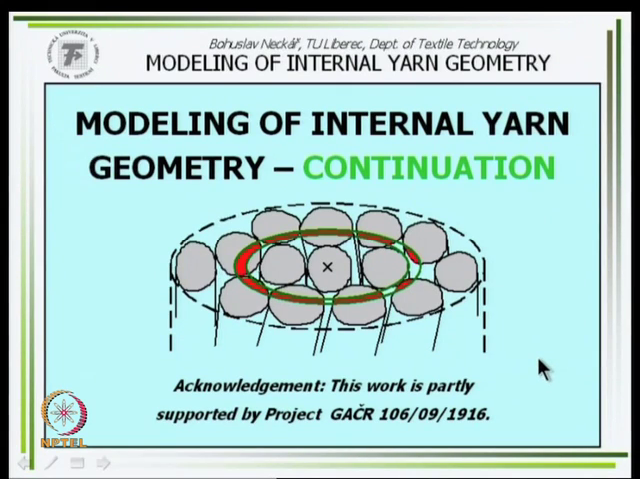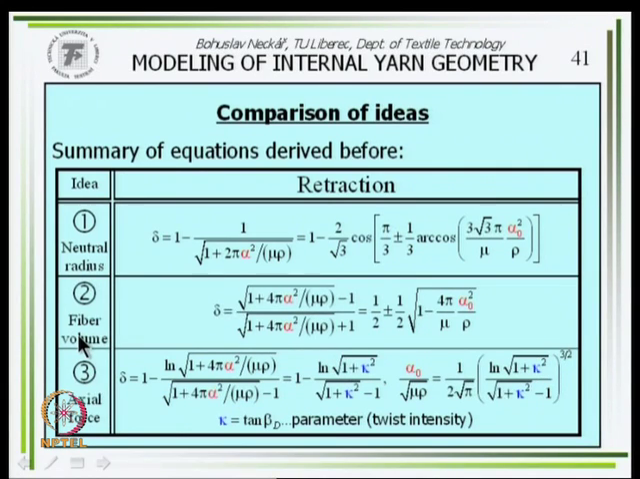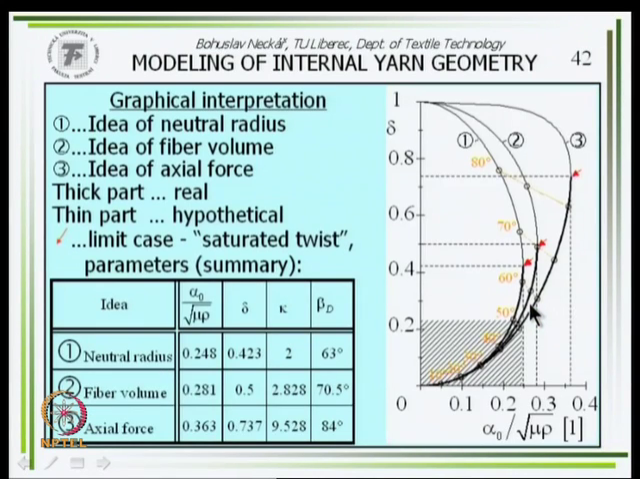let's continue our theme about the yarn retraction. It's a summary for all three ideas. We analyzed only idea number two, according to Brashler, and we obtained these expressions for yarn retraction. How is it graphically? Here is alpha zero, the latent twist coefficient, by square root of mu rho, in relation to yarn retraction delta.